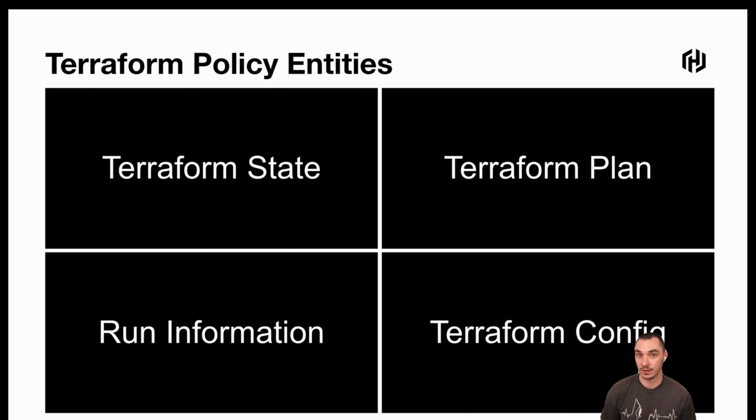And the last thing we can also check and apply policies to is the Terraform config, which is actually the HCL code, but also things like, for example, the Terraform provider versions used, authentication methods, stuff like that. We can apply Terraform Sentinel policies to each of those entities.